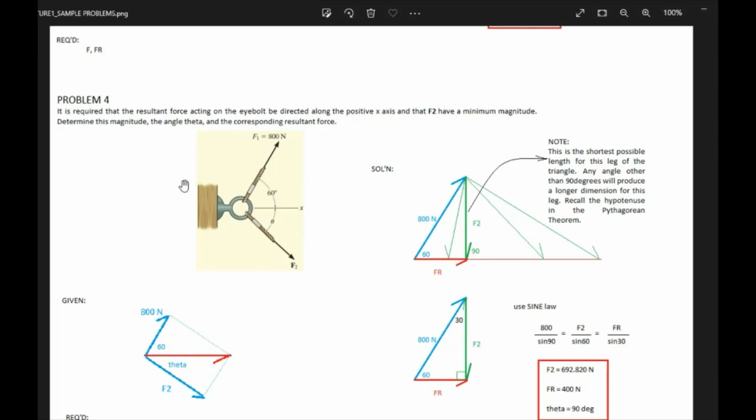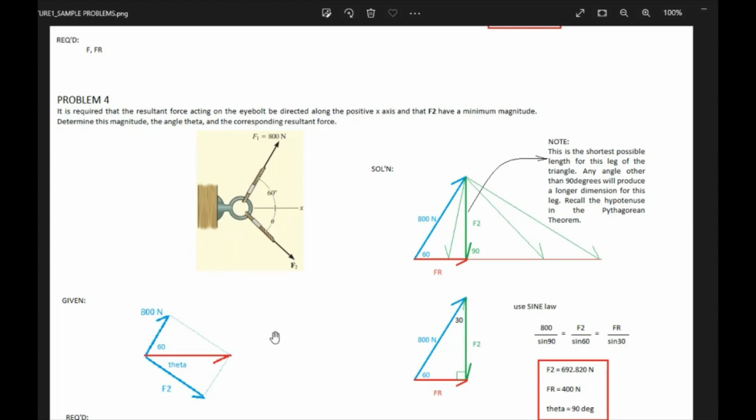So, ito yung given. You have the eyeball. The 800 Newton force is acting at an angle 60 degrees from the horizontal. F2 is acting at an angle theta from the horizontal. So, yan. Ngayon, hanapin mo daw si F2, si theta, at saka yung resultant, FR. Okay? So, yan.